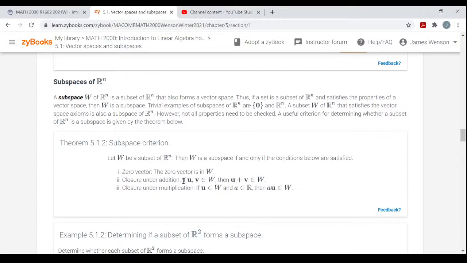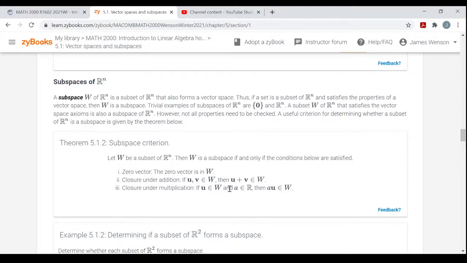Show that W is closed under addition. So if I take 2 vectors from W and add them, I get another vector that's also in W. And that W is closed under scalar multiplication. So if I take a vector in W, multiply it by any scalar, say a real number a, I'm going to get another vector in W. So it's non-empty, closed under addition, closed under scalar multiplication.